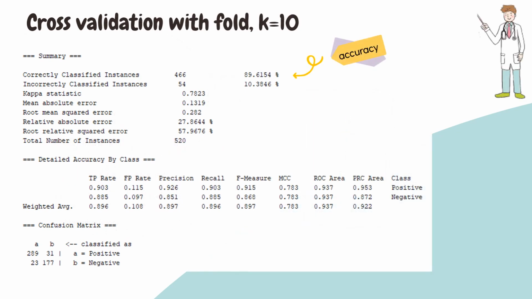Next, after reduction steps in A4 have been applied, the reduced data will open in WEKA. In the tab pre-process, click open file then load the reduced data set. Next, click on classify tab, then click choose, WEKA, classifier, trees and random trees. Then, at test option part, click on cross validation test and set the number of folds to 10. Run test by clicking the start button. The result is as shown in the slide. The accuracy is 89.6154%.